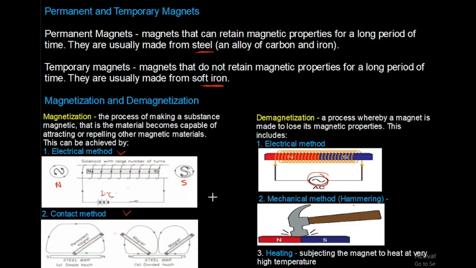So these are the methods of magnetization and demagnetization. With this, we have come to the end of our brief introduction to what magnetism and magnets are all about.